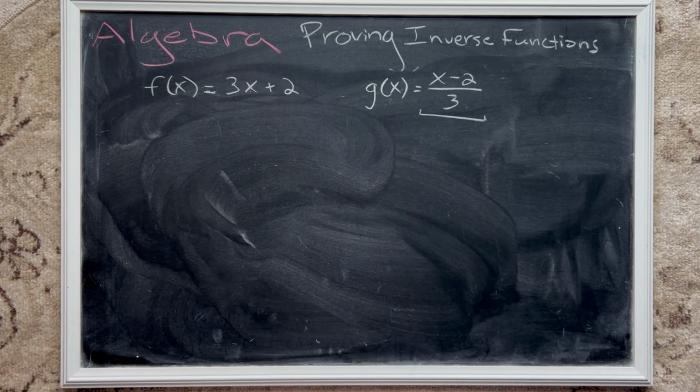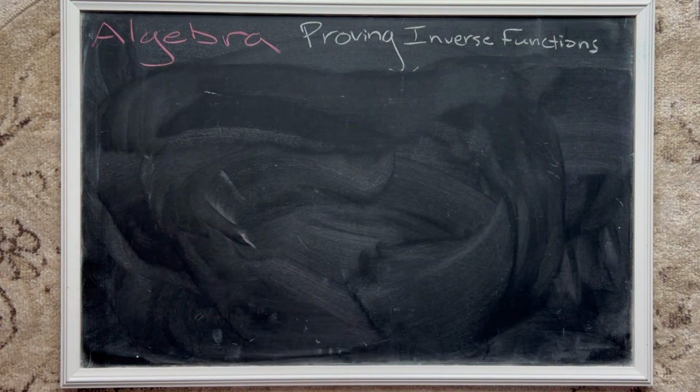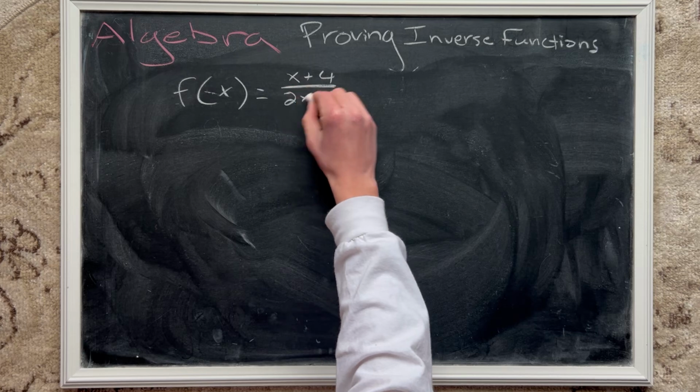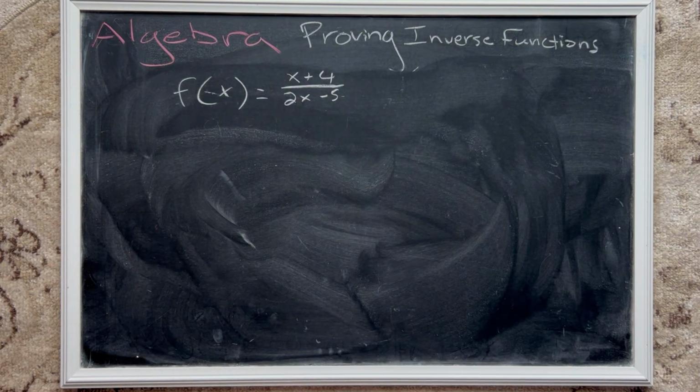Okay, now I'm going to show you a more difficult example. Okay, so this function is x minus 4 over 2x minus 5. It's a rational function, so that means that there's an x in the bottom as well. So what we're going to need to do here is first find the inverse function. So a lot of times it's going to ask you to find and then prove the inverse function.